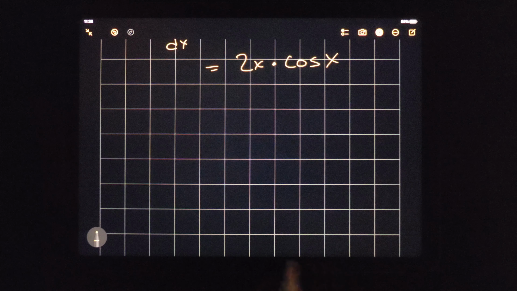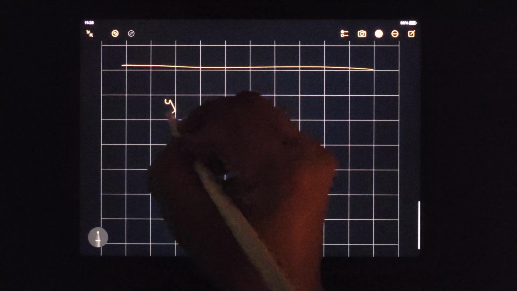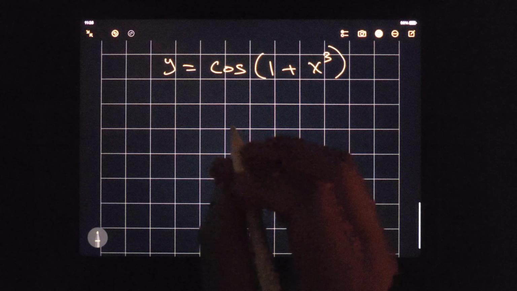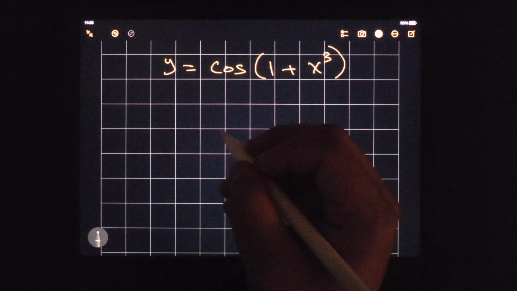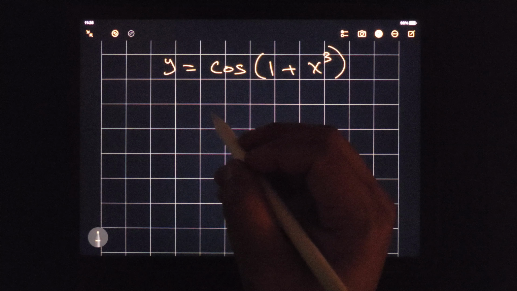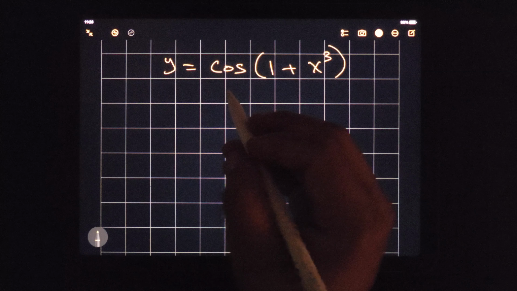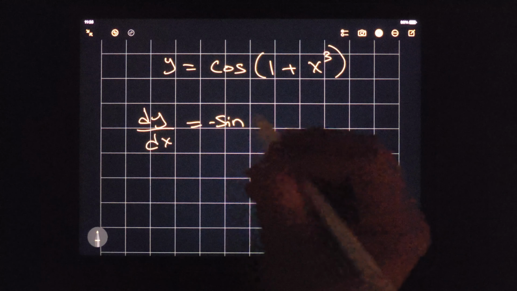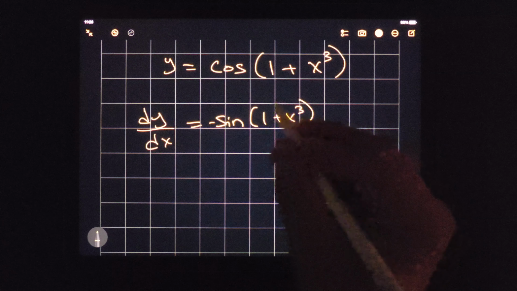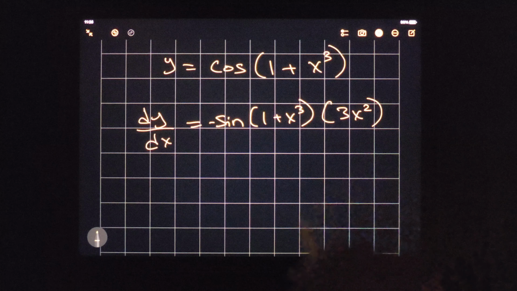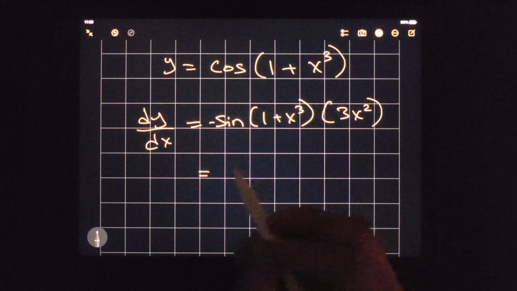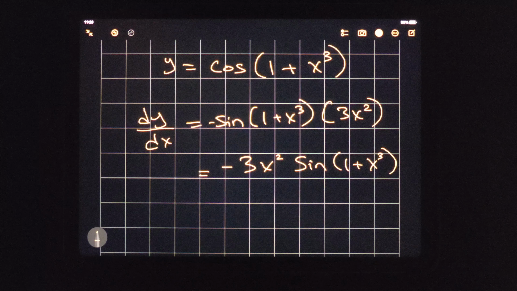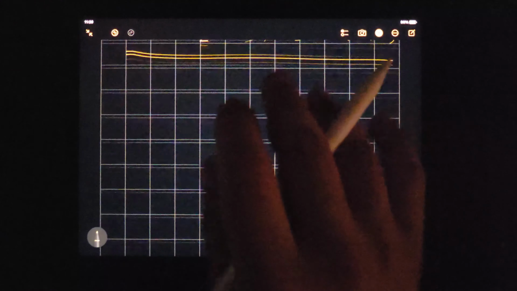Let's do another one. Let's do y is equal to cos of 1 plus x cubed. So let's start doing this one. Well, first, let's do the derivative of cos, which is going to be negative sine of 1 plus x cubed times the derivative of what's inside here, which will be 3x squared. Just simplify that. Negative 3x squared sine 1 plus x to the cube. And there you go. It's actually much easier than it looks.